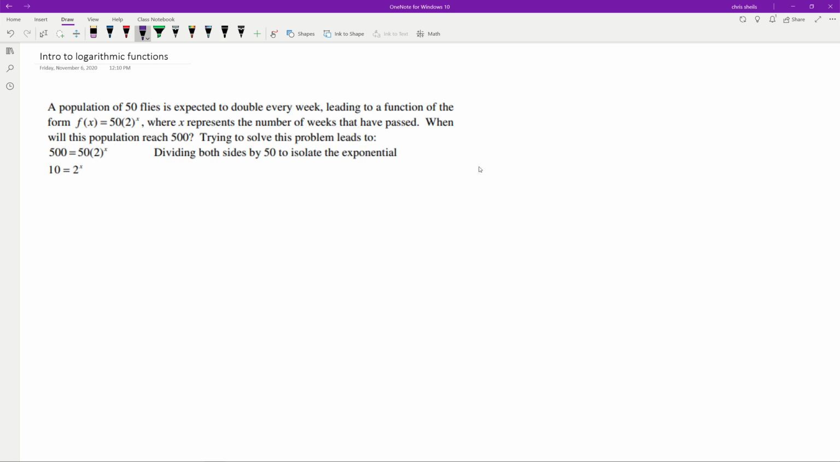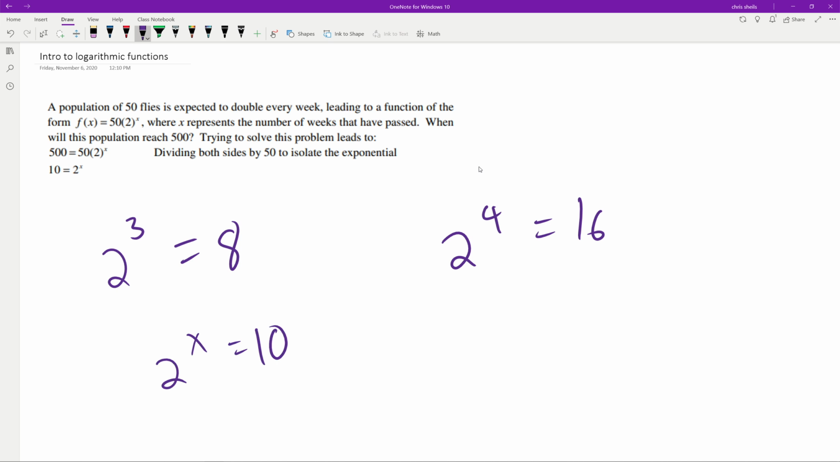So what can I do here to solve for this x? I see that there's an x in my exponent. Now, using a bit of prior knowledge, I might say, well, I know that 2 cubed is 8. I know that 2 to the 4th is 16. So I know that if 2 to the x is equal to 10, then x has to be somewhere between 3 and 4. But this isn't necessarily super helpful.